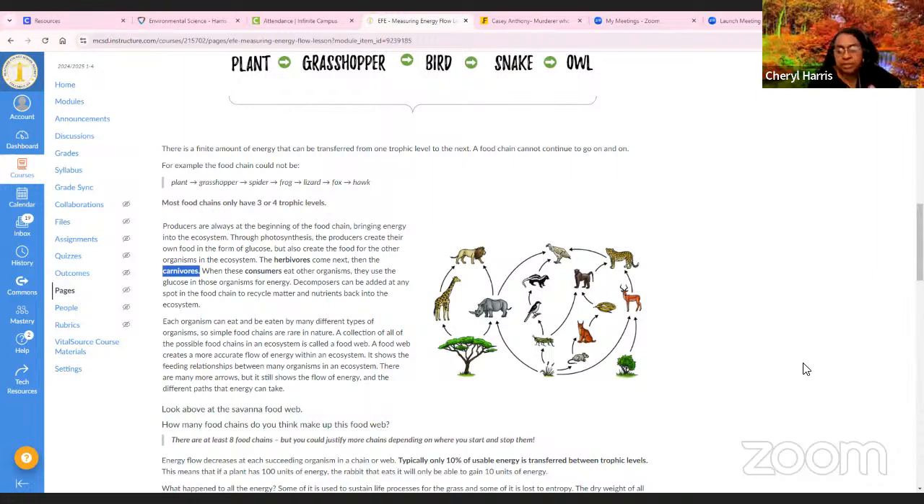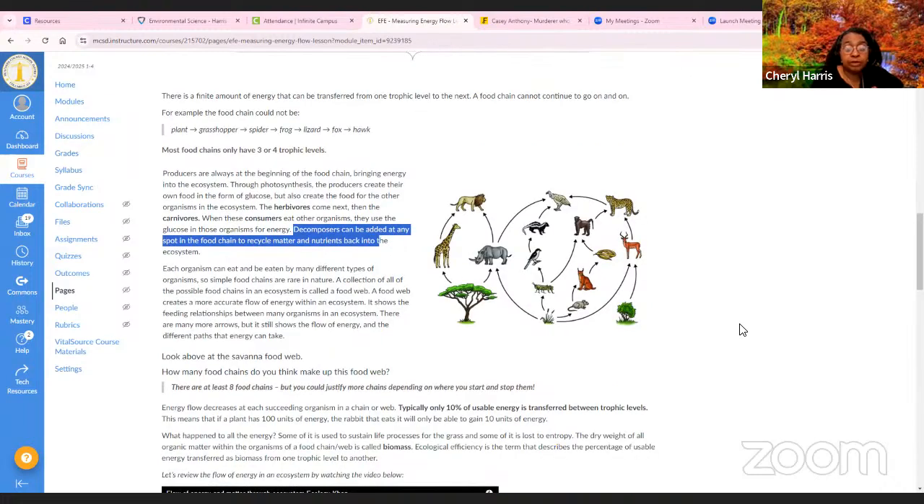Now, what is missing in this picture is the decomposers. And the decomposers are at every level, because all of these things are going to die. The plants die, the grasshopper dies, the giraffe dies, everything is going to die, and decomposers will feed off of them. So technically, decomposers are also consumers. They don't make their own food, they feed off of dead things. So they are consumers.